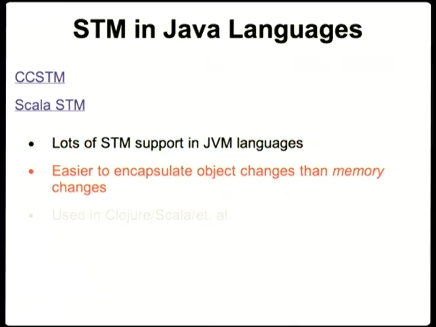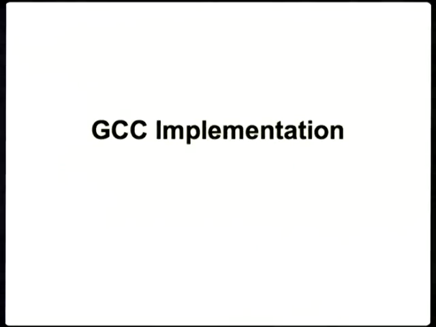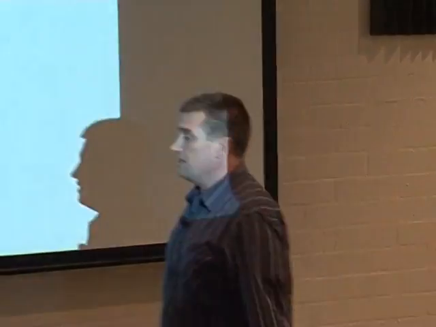So there is lots of support. I think it's easier in the object model, and I actually don't really give a damn. So maybe next LCA, somebody can give a nice talk on transactional memory in Java languages. So let me talk about GCC. There's a whole little wiki page, so you don't have to actually believe all the stuff I said.